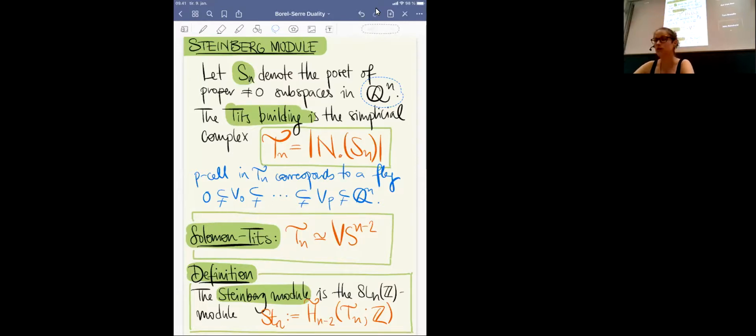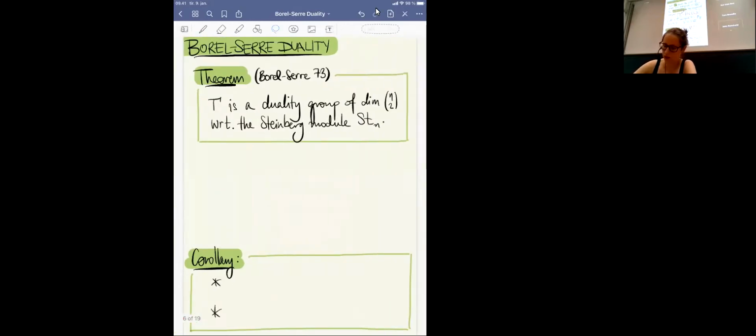Okay, so this is all I'm going to say about the Steinberg module, but I think there'll be more talks looking at the Steinberg module more specifically. So with this, we can state the theorem of Borel-Serre duality. So gamma is a duality group. Gamma was this finite index torsion-free subgroup of dimension n choose 2 with respect to the Steinberg module.